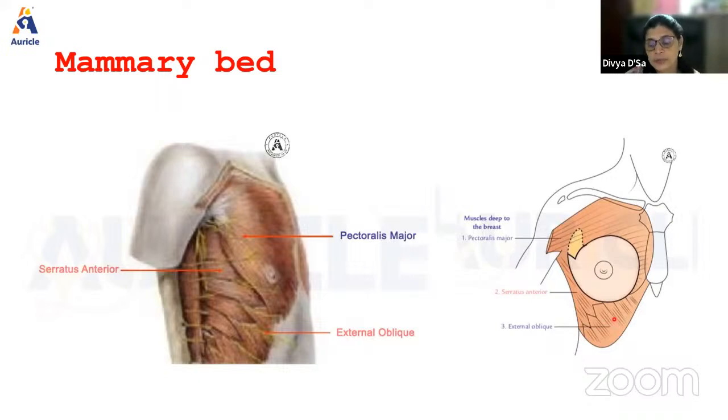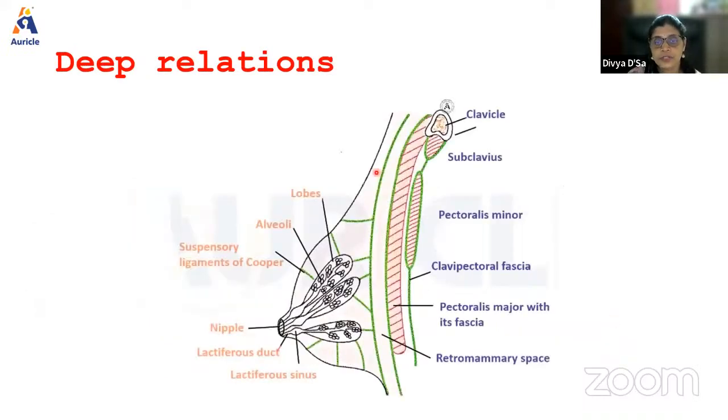So all these muscles form the bed of the mammary gland. So deep relations: there is a space here. This is known as the retromammary space. So beneath that will be the deep fascia, that is the pectoral fascia and the pectoralis major muscle. Okay. And here it is anchored, okay, through what we call the suspensory ligaments of Cooper. Through that, it is attached to this fascia here, okay.